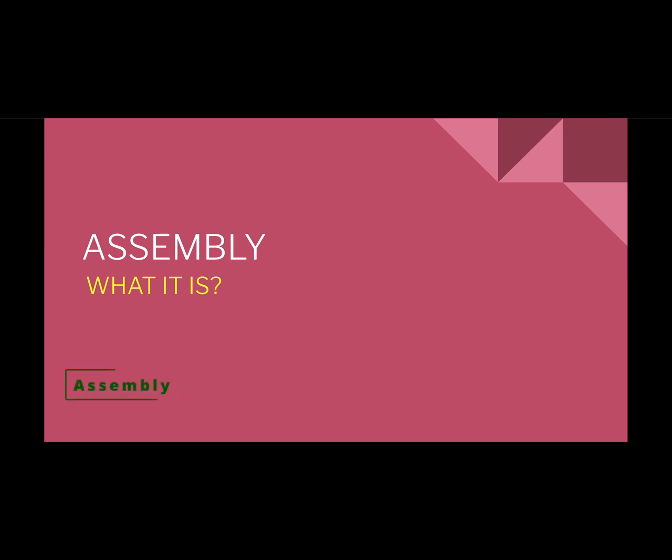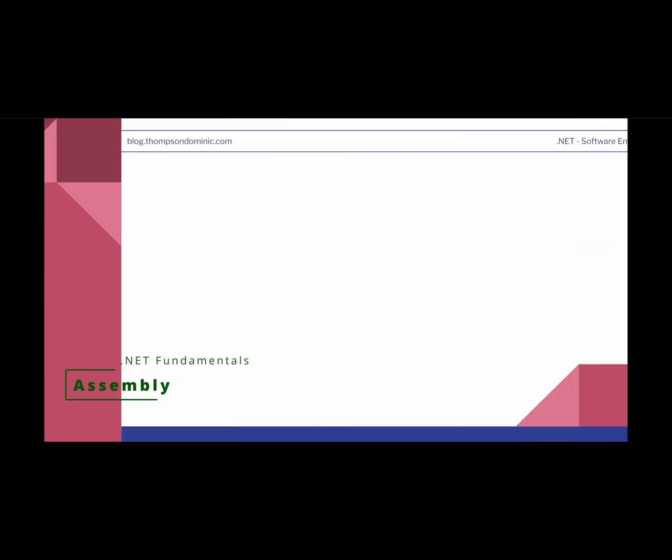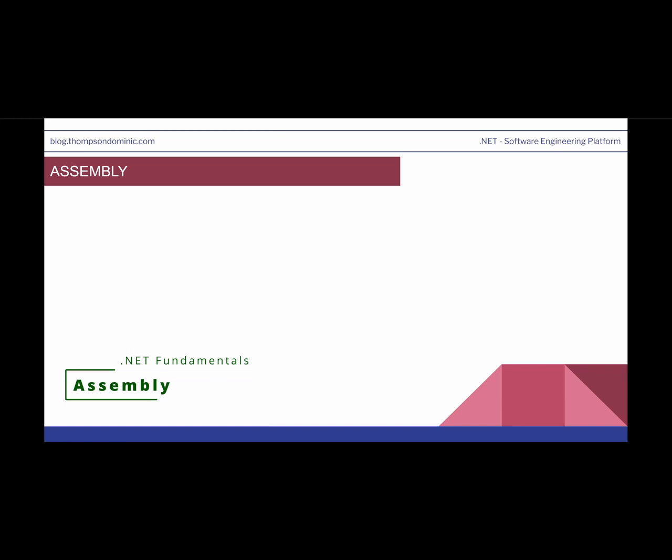Welcome back. In this section of the series, we'll be talking about assemblies, what an assembly is in the .NET platform. In the .NET platform, an assembly is basically a combination of types and resources built to work together to form a logical functional unit, or a composite functional unit, in the .NET platform.